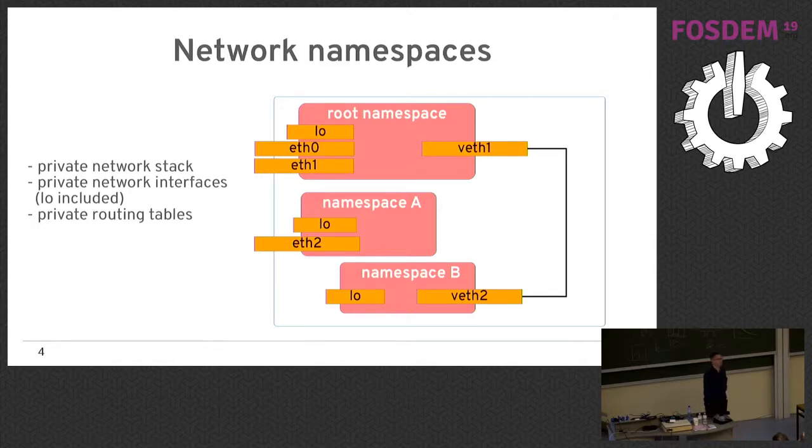Not everyone. Okay, so by default, in a Linux instance, the whole networking stack is shared, so you can see all the network interfaces, the routing tables, all other resources. So network namespaces change that. A network namespace is a private network stack, so you have your own set of network interfaces, your own private routing tables, iptables, everything separate.